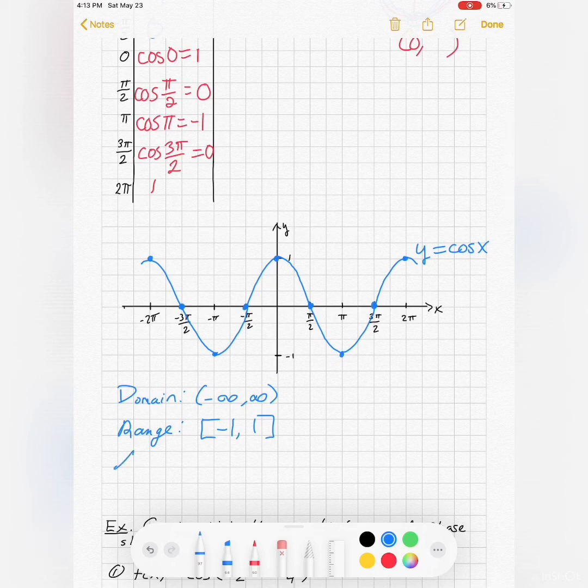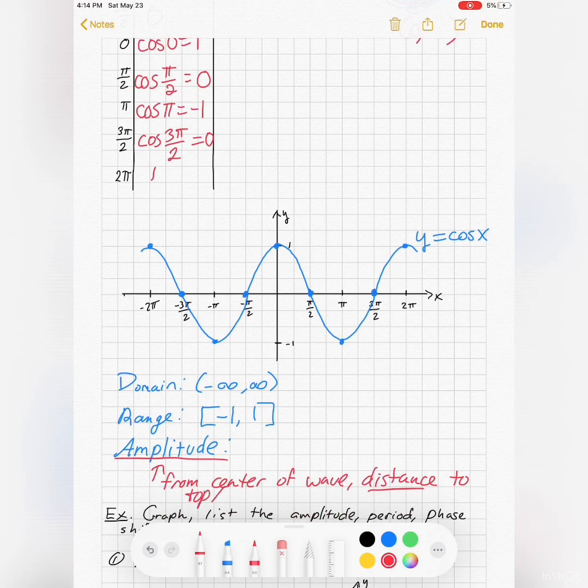What else can I come up with? Something called the amplitude. So from the center of the wave, this is the distance to, you could say, the top or to the bottom. So since it's a distance, this is always positive. Okay, so I start at the center of the wave, and then I measure what is the distance to either the top or the bottom. Either way I look, that distance is 1, right? So my amplitude is 1, and that's always a positive number.